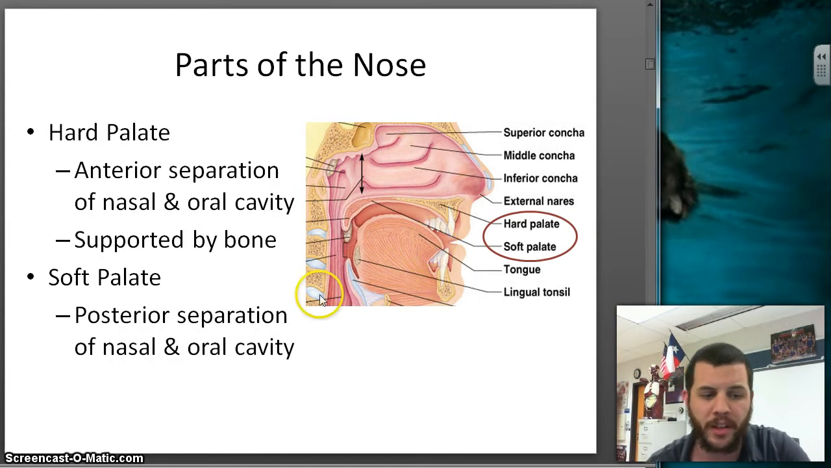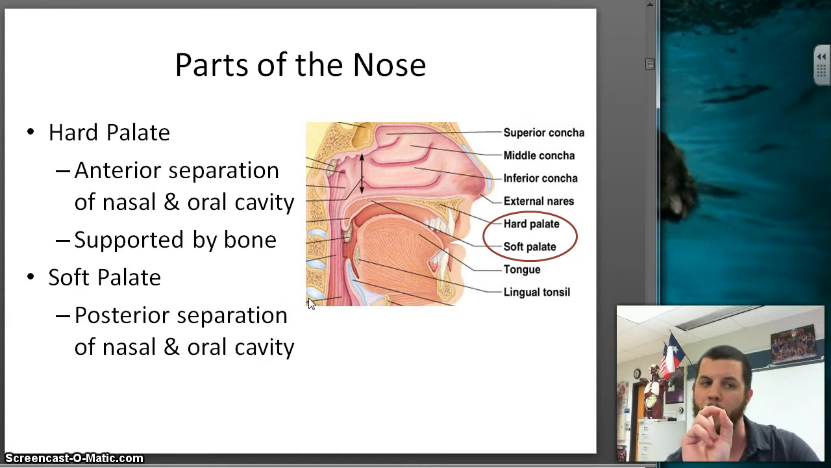We also have a hard palate and a soft palate. Go ahead and stick your finger inside your mouth right now and push up. Start towards your teeth and then work your way back. But don't make yourself throw up because that'd be gross and get all over your keyboard, or your phone, whatever. As you're doing that, the first part you can feel is your hard palate. That's the most anterior separation of the nasal and oral cavity.